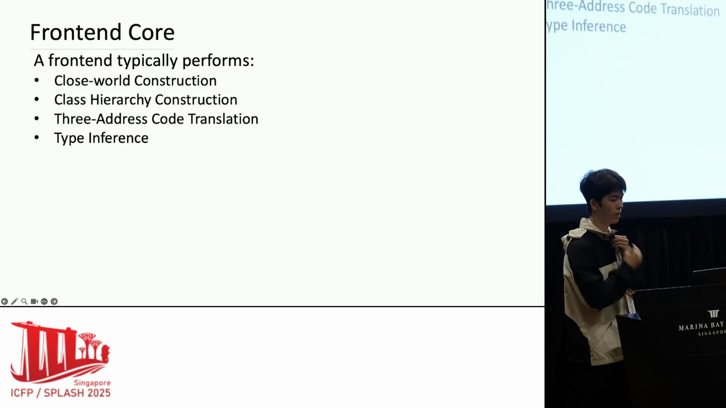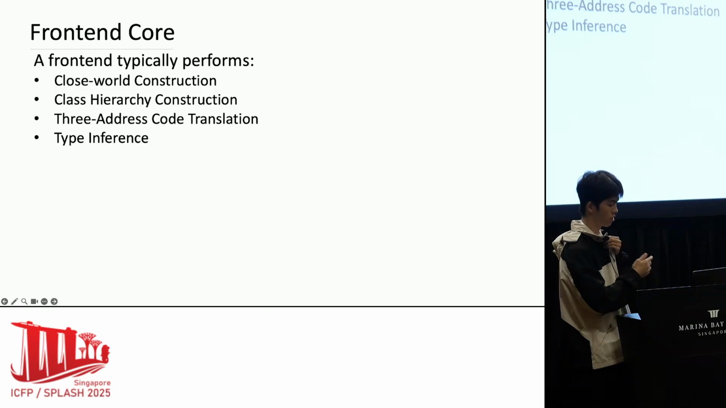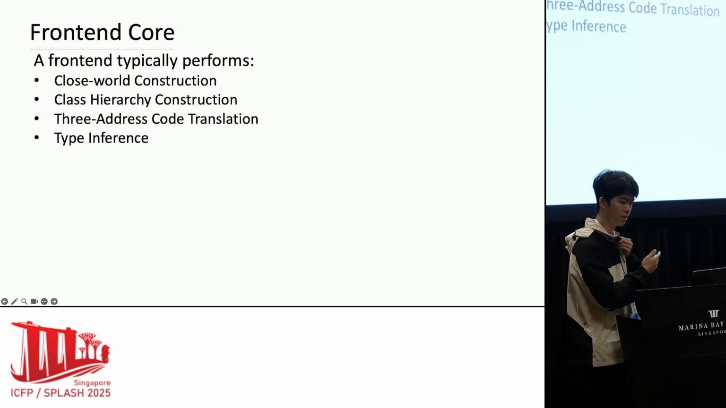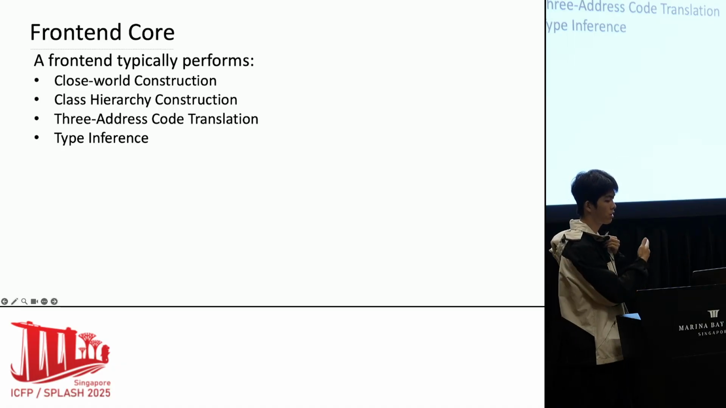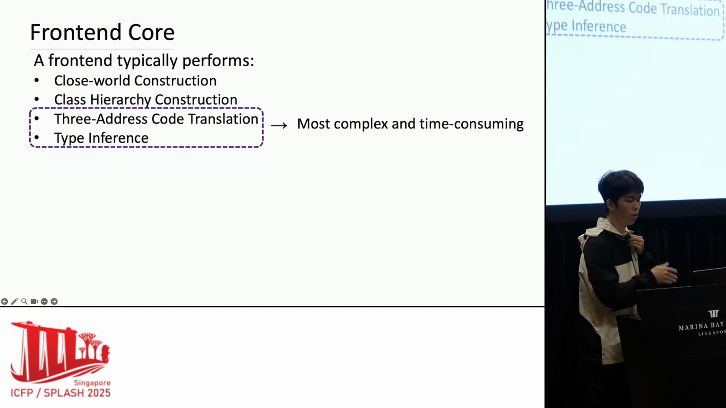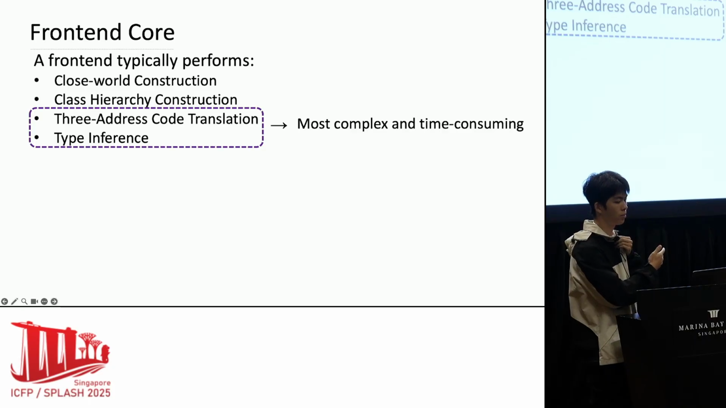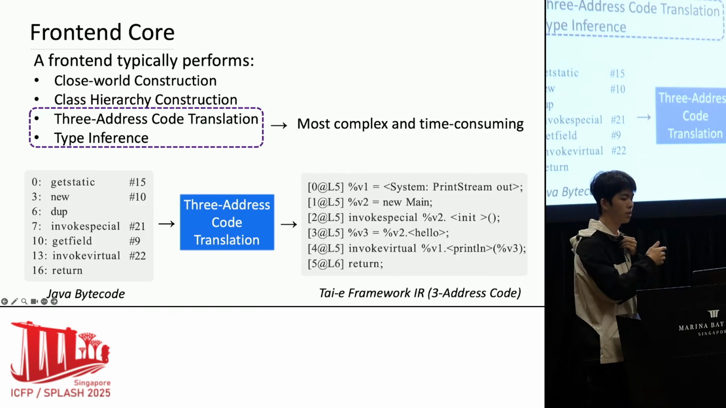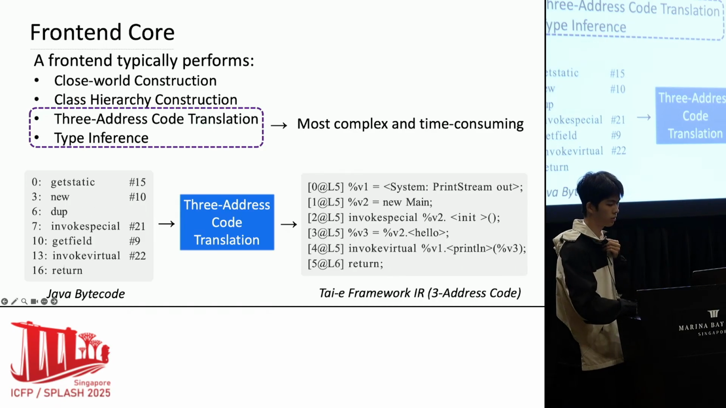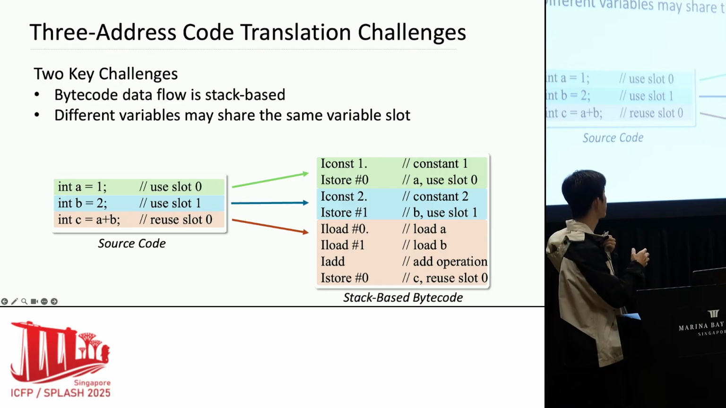A typical front end goes through several stages, like class hierarchy construction, the three-address code translation, and type inference. Of these, the last two steps are the most complex and time-consuming. First, in the three-address code translation step, we need to translate Java bytecode into three-address code. This step has two key challenges.